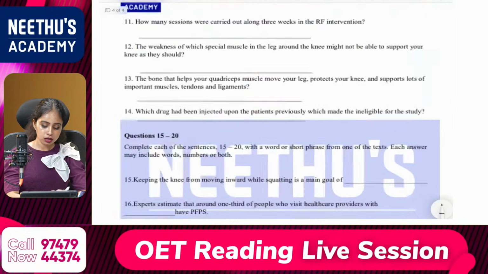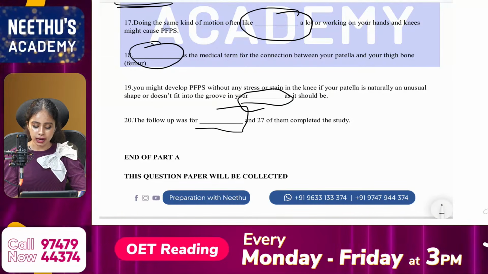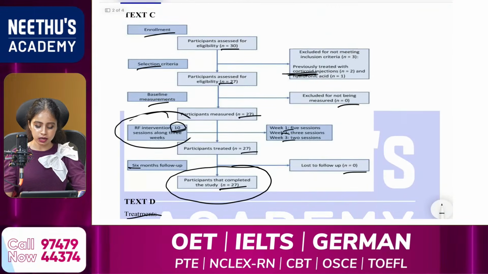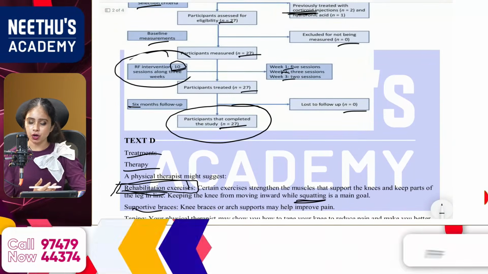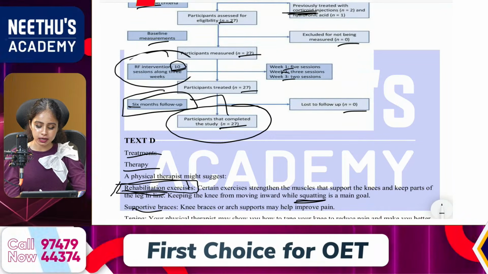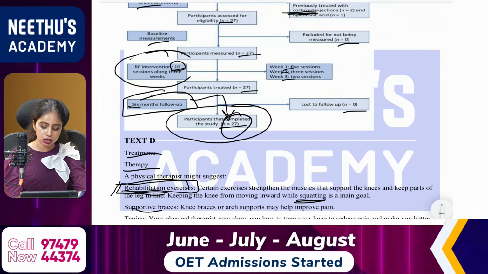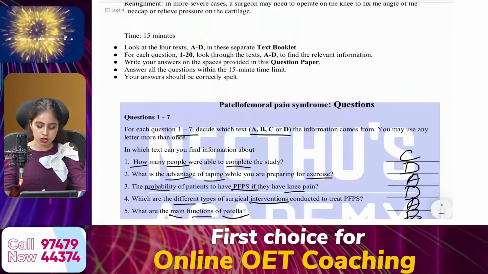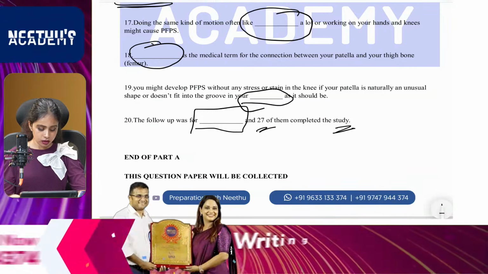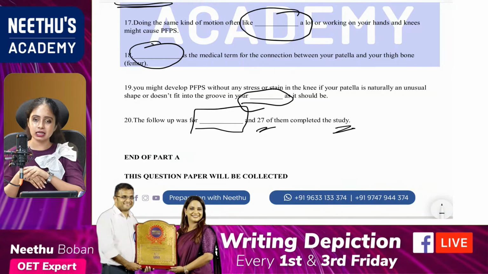F-E-M-U-R, femur. Then the last one: the follow-up was for dash and 27 of them completed the study. As you know, the study is mentioned here. And what about the follow-up? See the last one, left side box: 6 months follow-up, and they have completed. How many people completed? 27. So the answer should be 6 months. Marin, did you get the answer for the 20th question? That is 6 months.